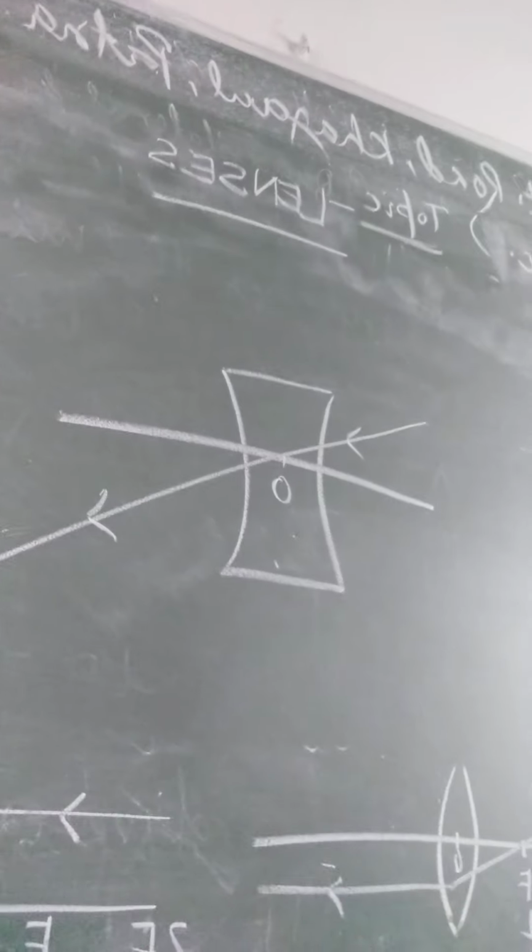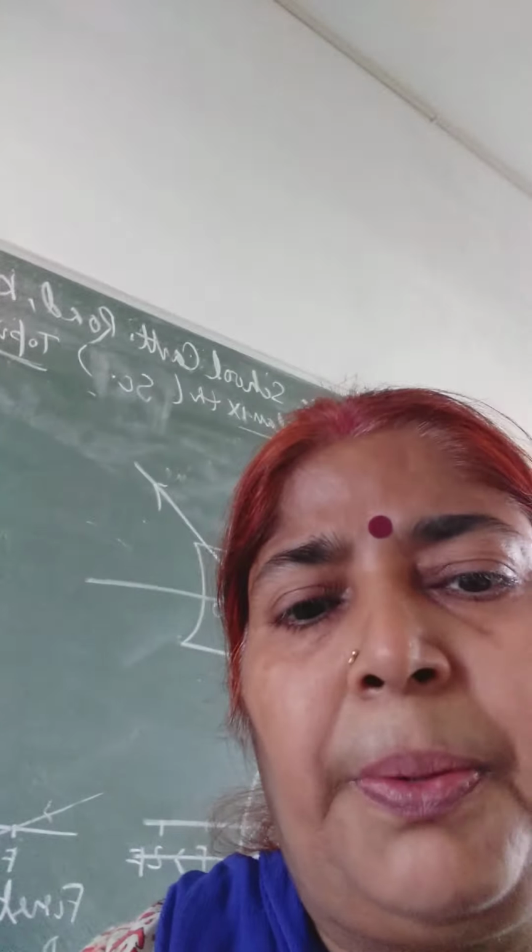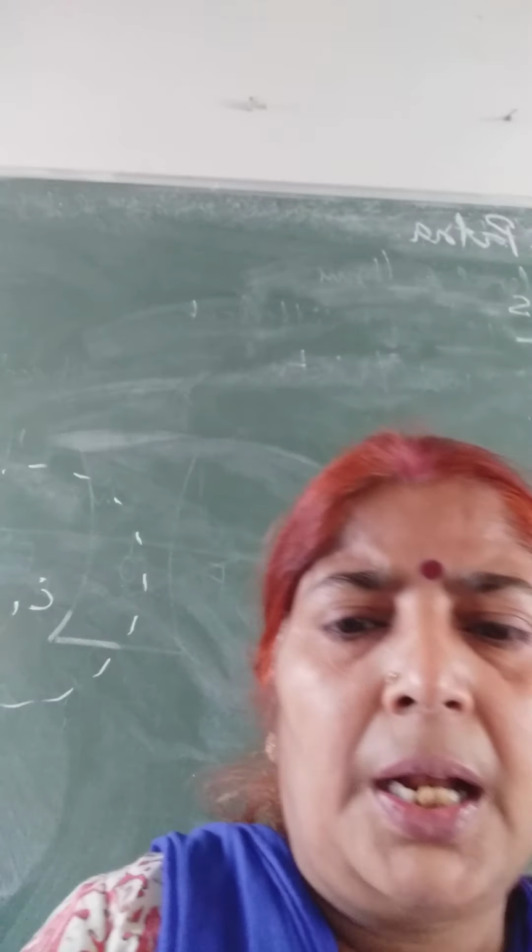Now you will read some definitions related to lens, like what is center of curvature. This surface is a part of a sphere. This surface is also a part of a sphere. Now this sphere has a center. This sphere has also a center. The center of this sphere is called center of curvature of the lens.